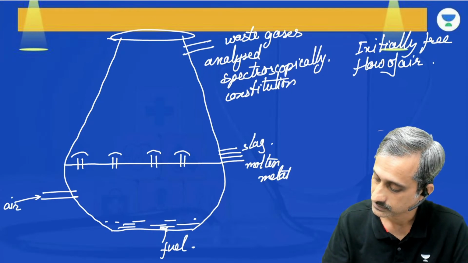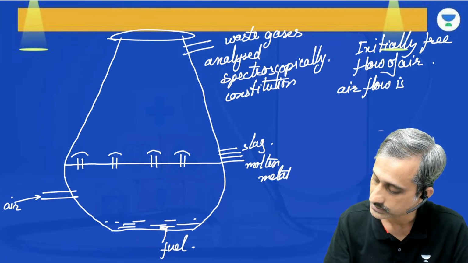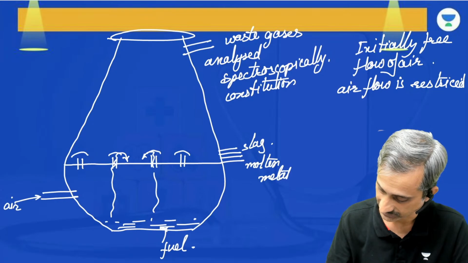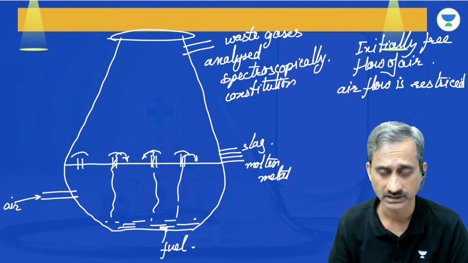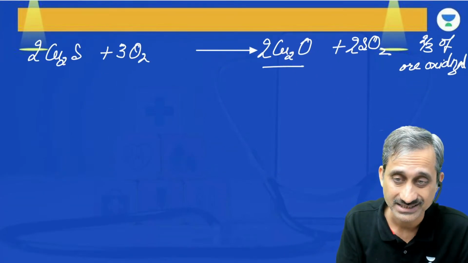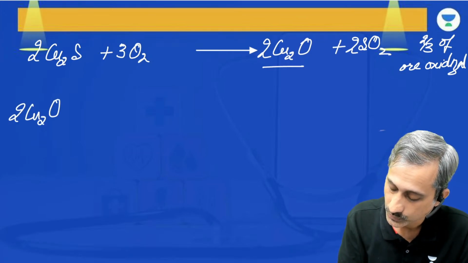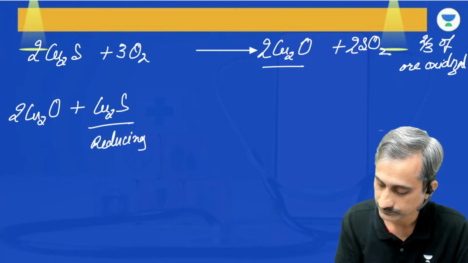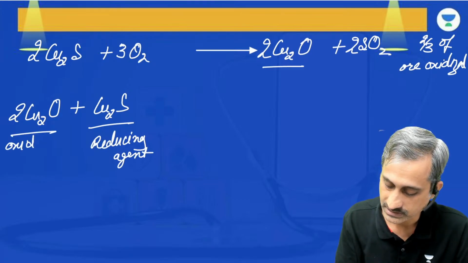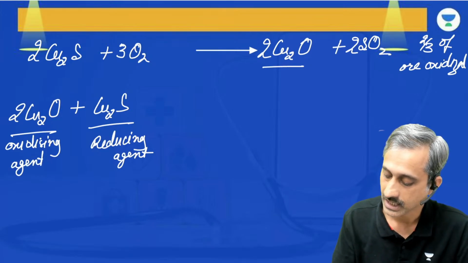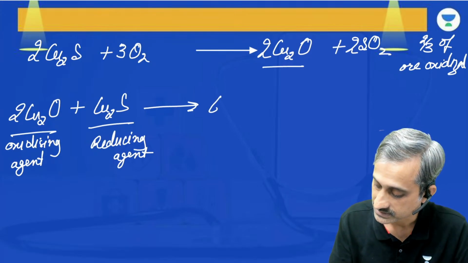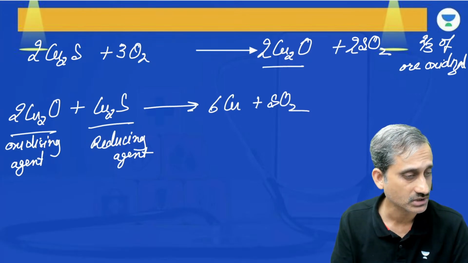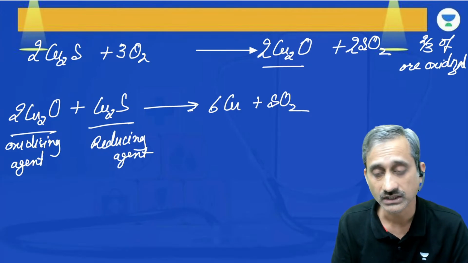Then the air flow is restricted. As you can see, the hot gases and the flame are going to interact with the ore. Fuel is not coming in contact with the ore. So airflow is restricted later. Now it becomes calcination. The 2Cu2O which has been formed reacts with the remaining part of Cu2S. Now this becomes the reducing agent, and this becomes the oxidizing agent. Then we get 6Cu plus SO2. Now this is what we have as auto reduction. One part of the ore becomes the oxidizing agent, the other part becomes the reducing agent, and we do not need to use any other reducing agent.